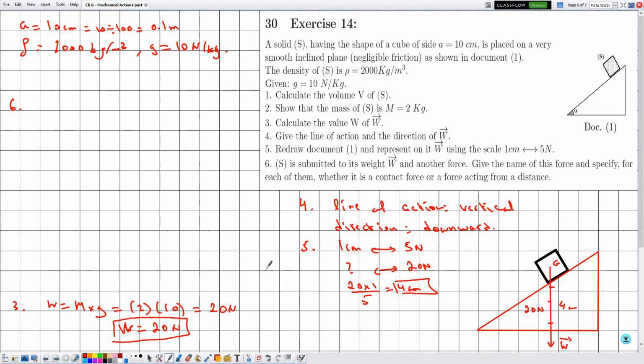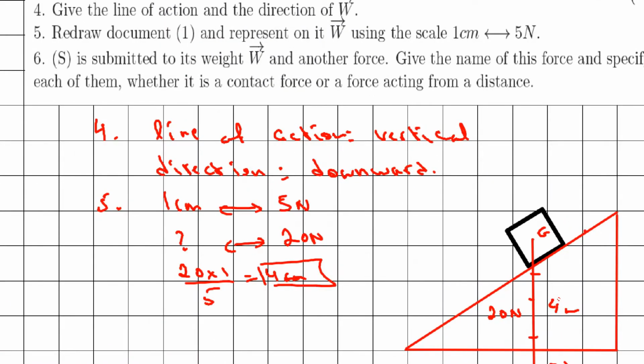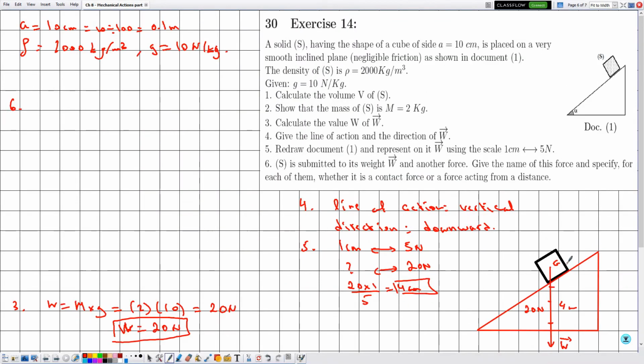Now as for number 6, S is submitted to its weight W and another force. Give the name of this force. Okay, so here because we have an inclined plane, it will be directly subjected to the normal reaction. Then the other force is the normal reaction N.